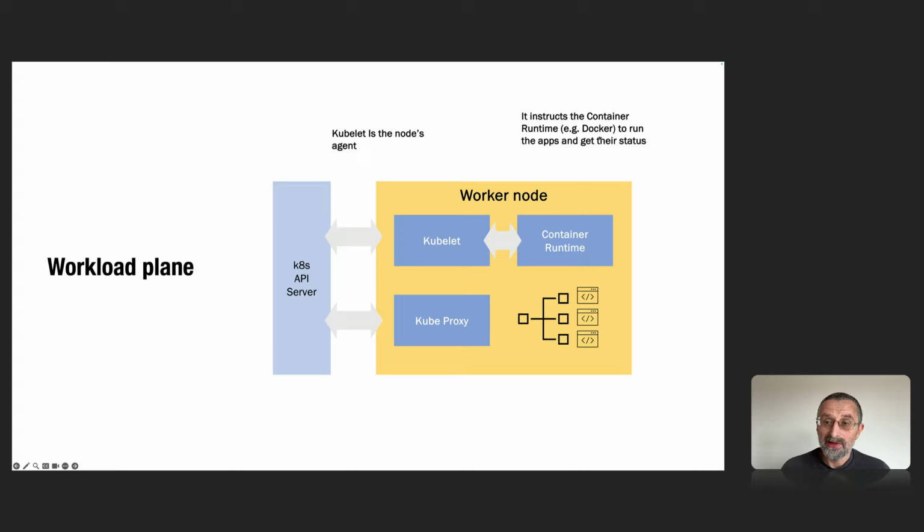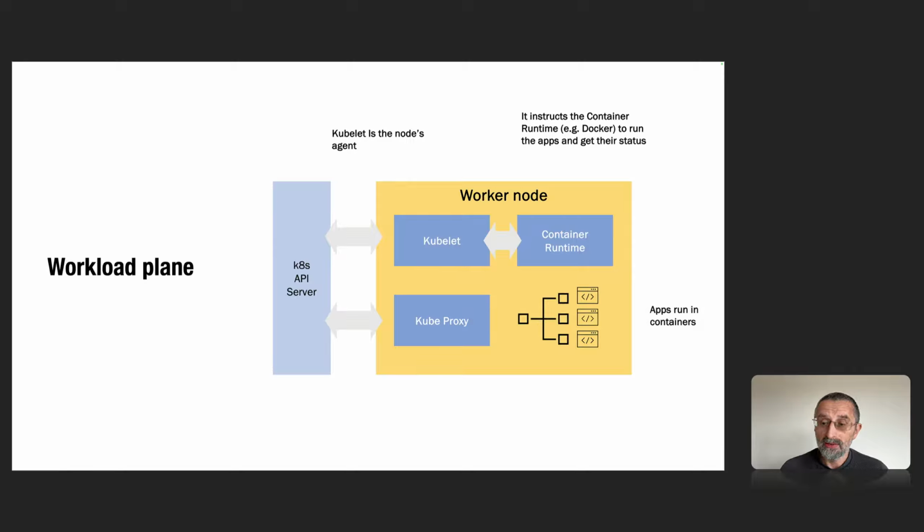Kubelet instructs the container runtime, for example Docker, but as I said previously, Docker is not the only container runtime. There are some others. So, for example, in different deployments of Kubernetes, you may also encounter some other specific non-Docker container runtimes. But generally, kubelet instructs the container runtime, like Docker, to run the apps and get their status. So you have the interchange of information. This is the command from kubelet to container runtime to run something, and this is the info about the status of this run.